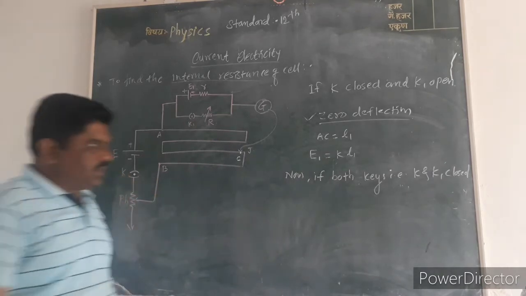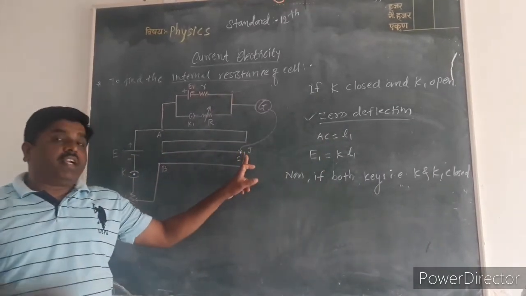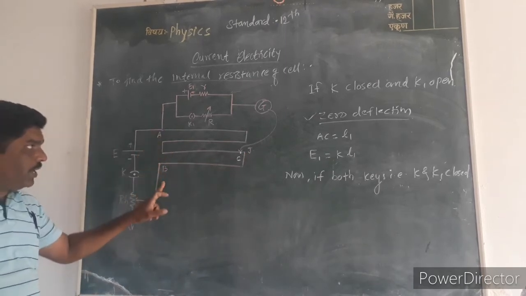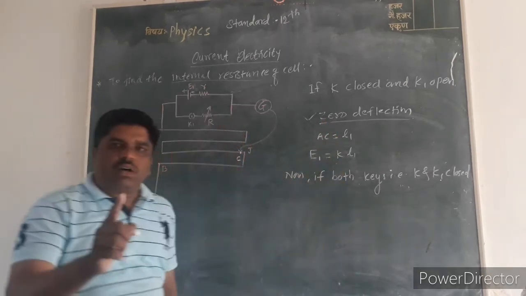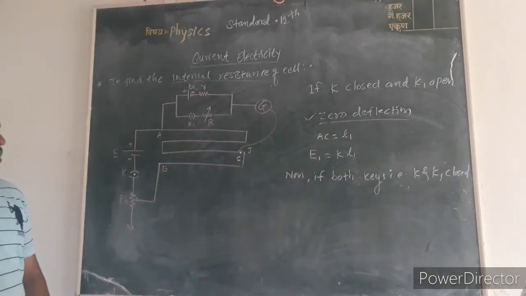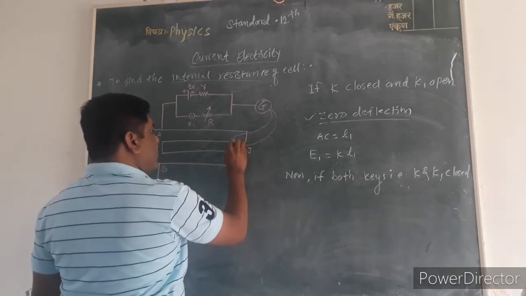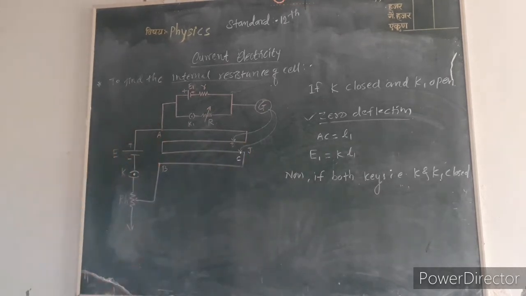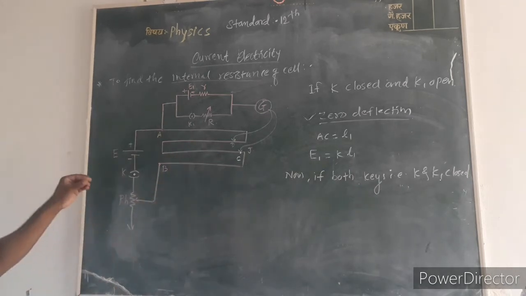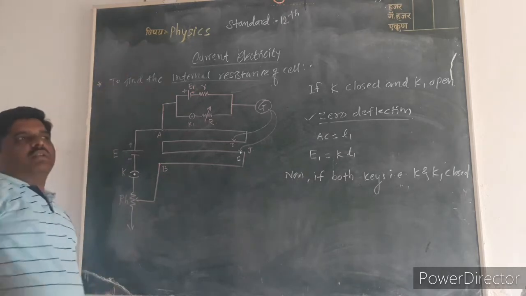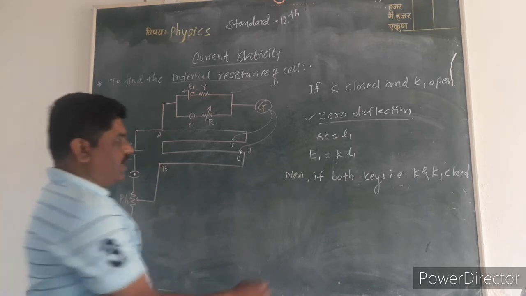In second case, now if K and K1 closed, the jockey touch on wire A to B, and secondly we find out zero deflection or null point. Suppose secondly this deflection is observed at point D, then measure the distance A to D. But in this case we used total potential, that is E1 and E. Say this potential is phi.